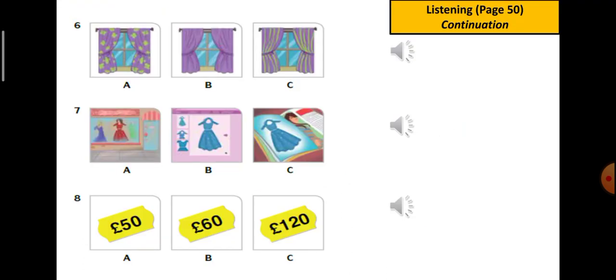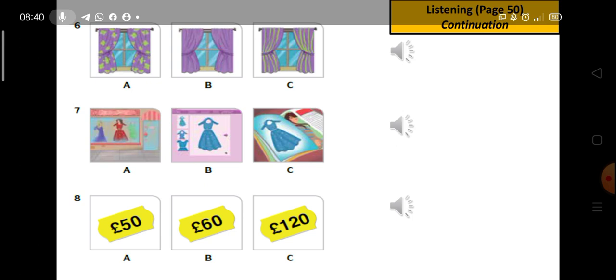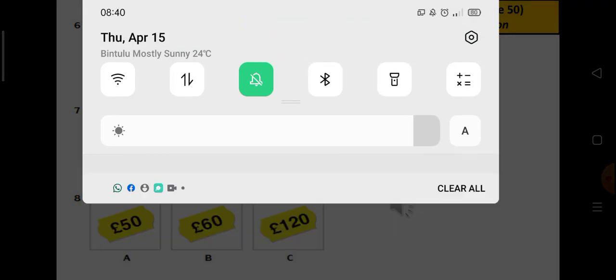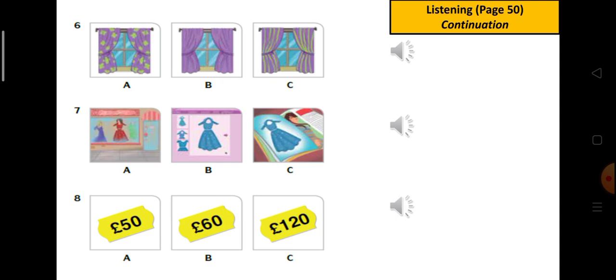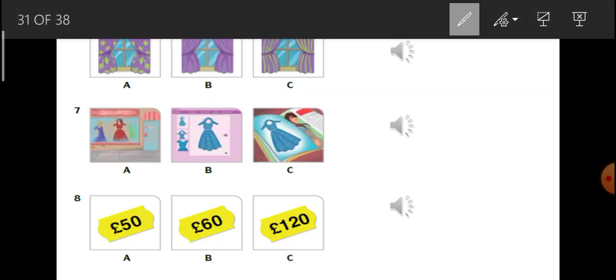Okay, look at number 6. Which set of curtains did they finally buy? Hold on, class, I'm struggling with this. Okay, number 6. They bought the one that has a flowery pattern on it. Did you hear that phrase? Flowery pattern. So it's A.